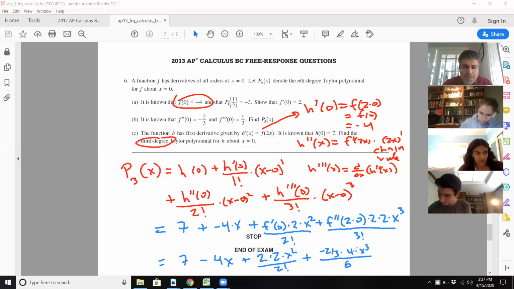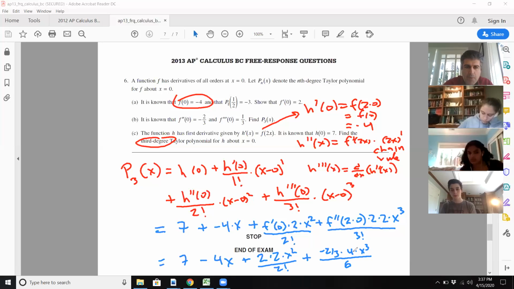It's kind of like brain surgery here. So hopefully the first term you're cool with, because they kind of tell you what it is anyway. h prime of 0, which we established, h prime of x is f of 2x, so that's just f of 0, which is -4. You're told that in part A. So you just use that information. So the first 2 terms you guys should be pretty easy.